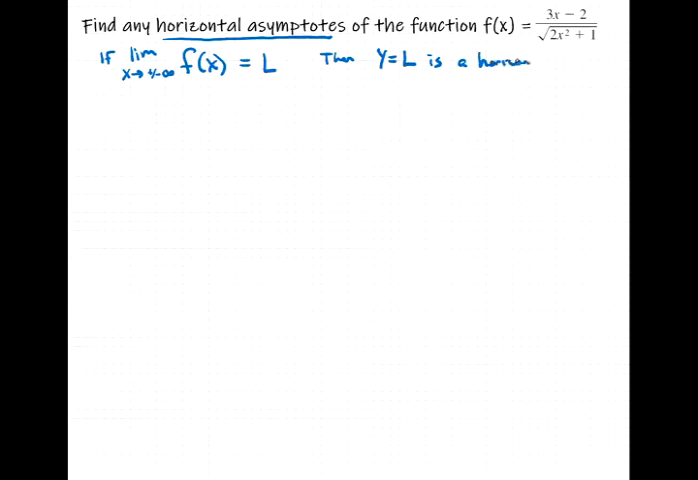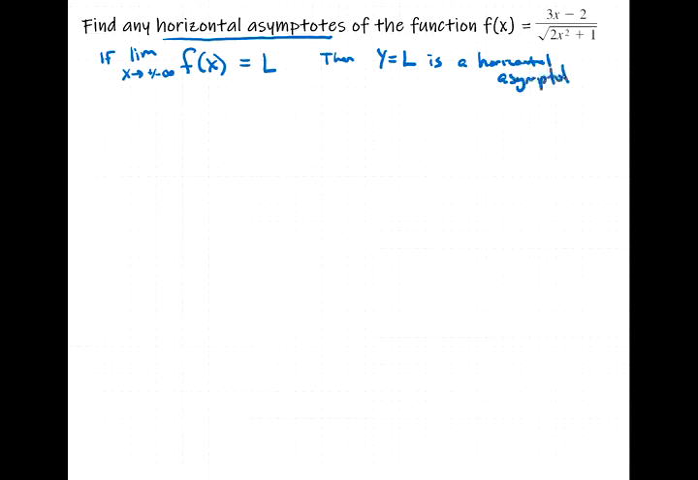Now, let's think about the definition of a horizontal asymptote. So we could frame it as an if-then statement. If the limit as x approaches either positive or negative infinity, you'd have to do these separately, of f of x is defined, it exists, and it's equal to, let's just say L, then y equals L is a horizontal asymptote.